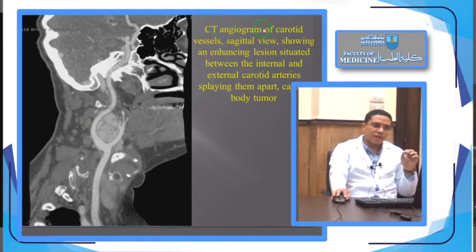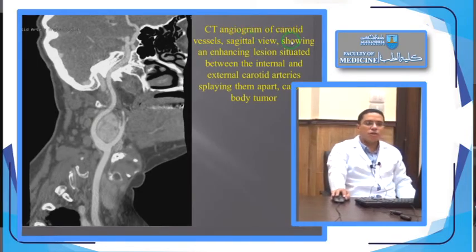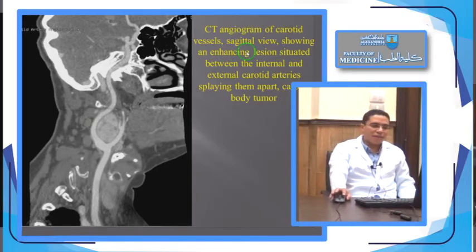So this is a CT angiogram or arteriogram of the carotid vessels, sagittal view, showing an enhancing lesion situated between the internal and external carotid arteries, splaying them apart from each other. This is carotid body tumor.